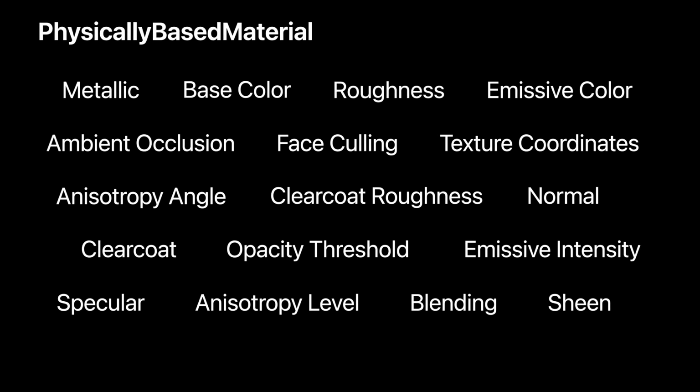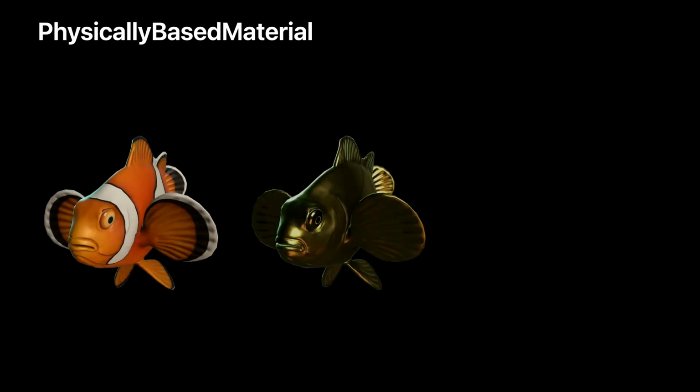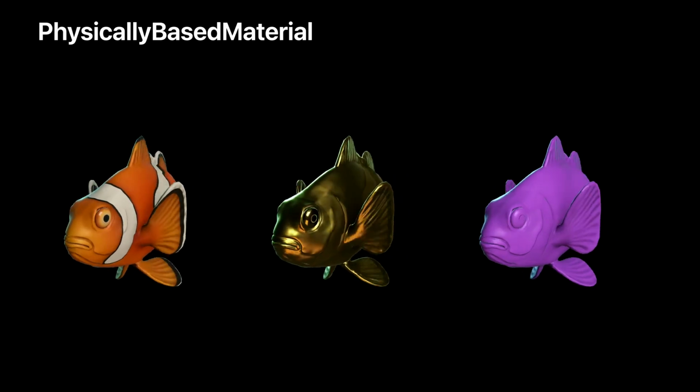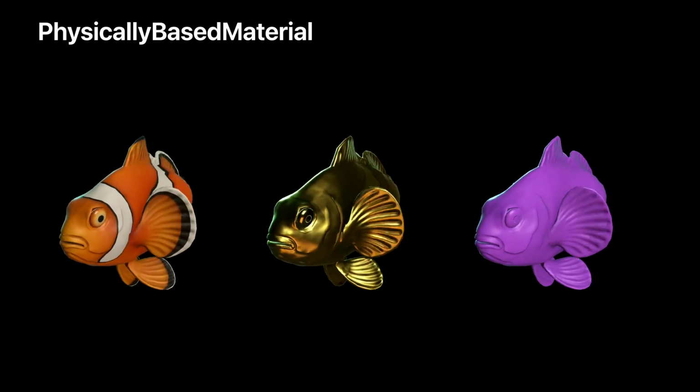This year, we added new APIs that give you a more advanced control over materials. Starting with the type physically based material, which is very similar to the schema for materials in USD. It is a superset of simple material and has most of the standard PBR properties that you can find in other renderers. This is the material that you will find on entities that have been loaded from a USD. You can, for example, load the USD of the clownfish, and then modify individual properties on its materials to make it gold or purple.